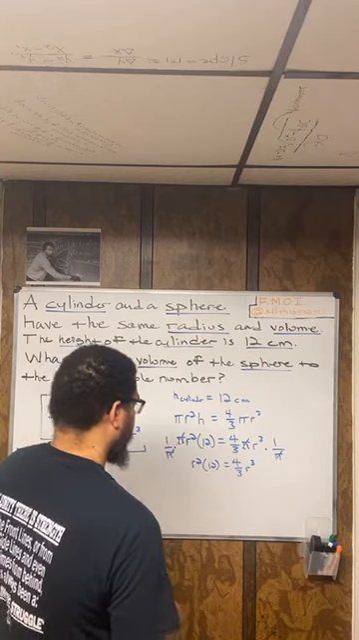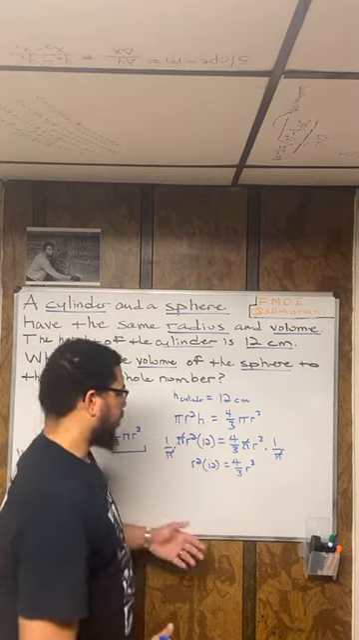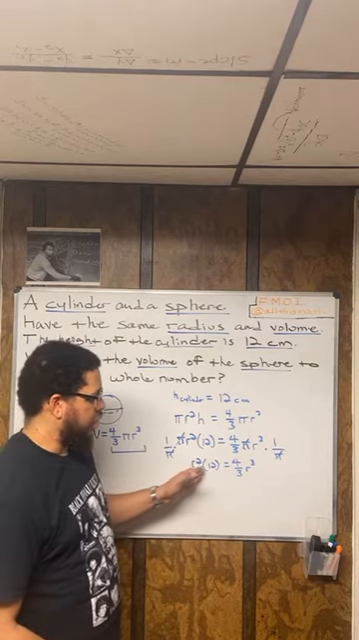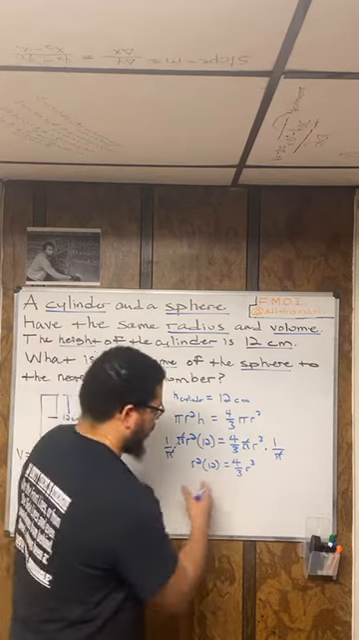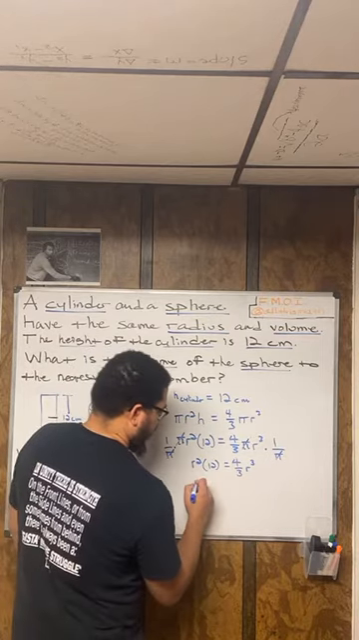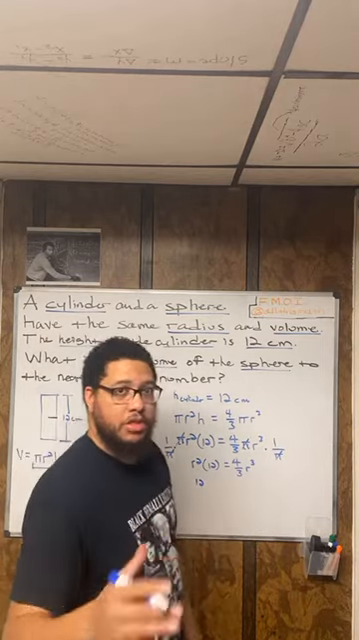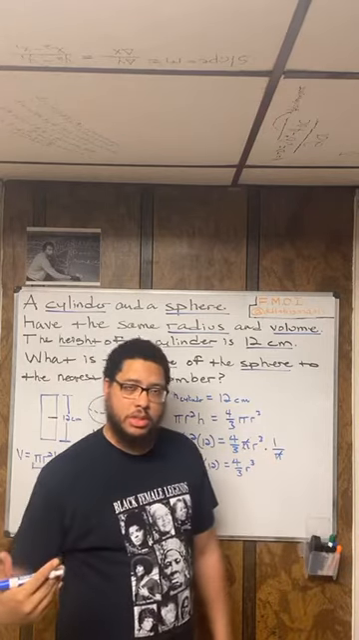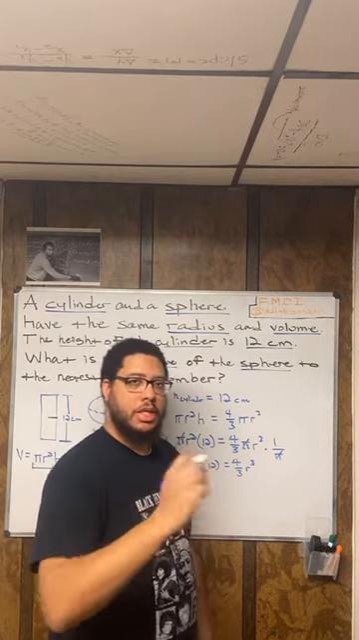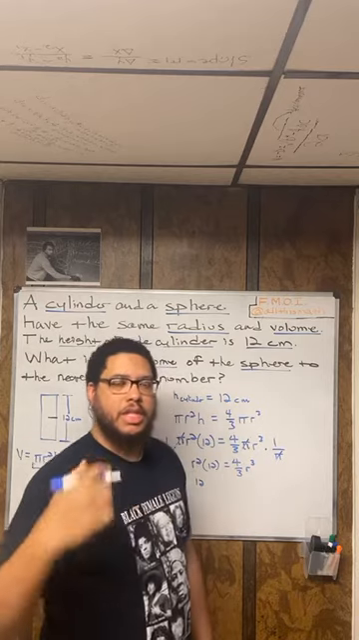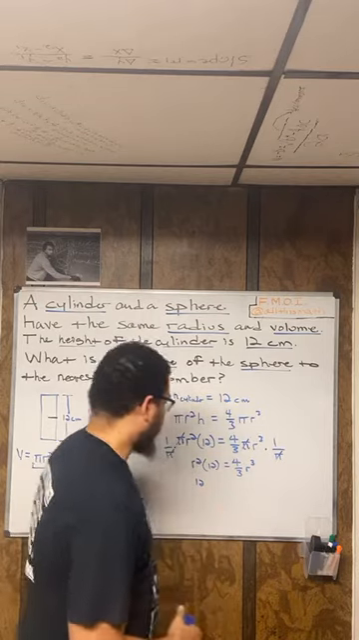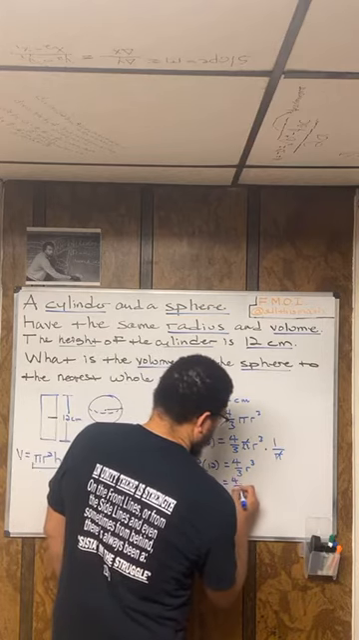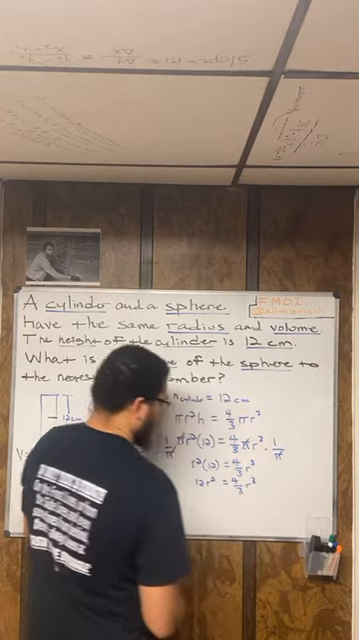Now, I want to clean this up because typically there will be a number in front of a variable, not a variable in front of a number, all right? So I'm going to just rewrite this. I'm going to just switch this around. And I can do that because of the commutative property. Just like 3 times 2 equals 6, 2 times 3 also equals 6. The order of numbers in multiplication does not change the product of that multiplication. So now we got 12r squared is equal to 4/3 r to the third.